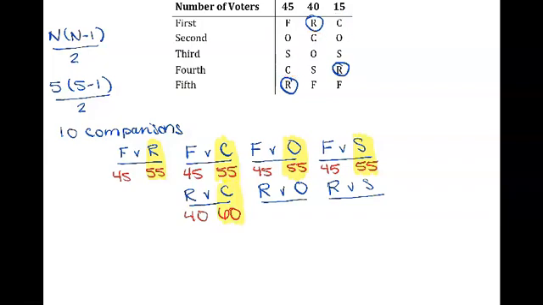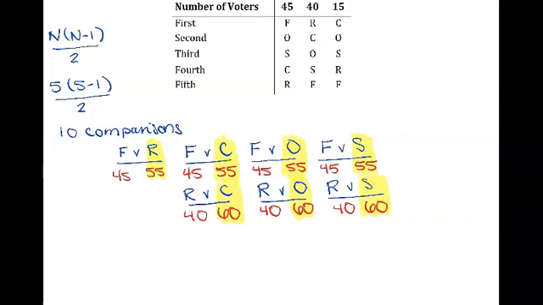Comparing Reno to Oakland, we have 60 that prefer Oakland over Reno and 40 that prefer Reno over Oakland. Oakland receives the point. And finally, comparing to San Diego, we have the same results, with 60 people preferring San Diego over Reno and 40 preferring Reno over San Diego. San Diego gets another point. Now let's move on to comparing Carson City to each city.